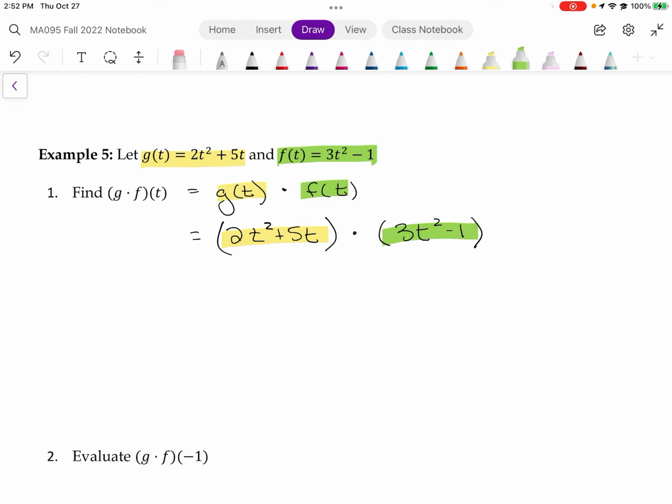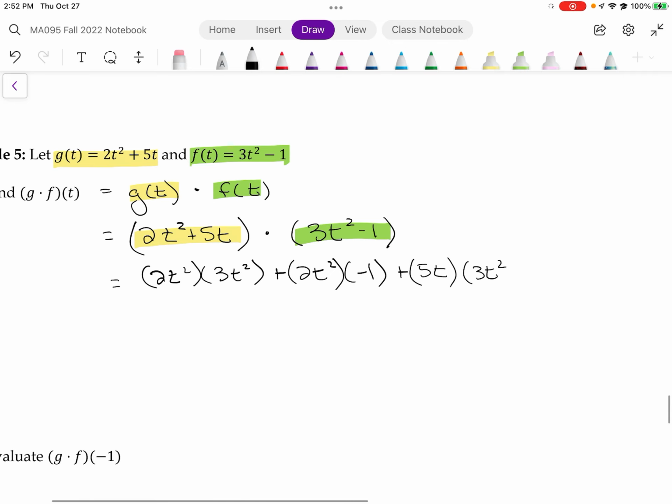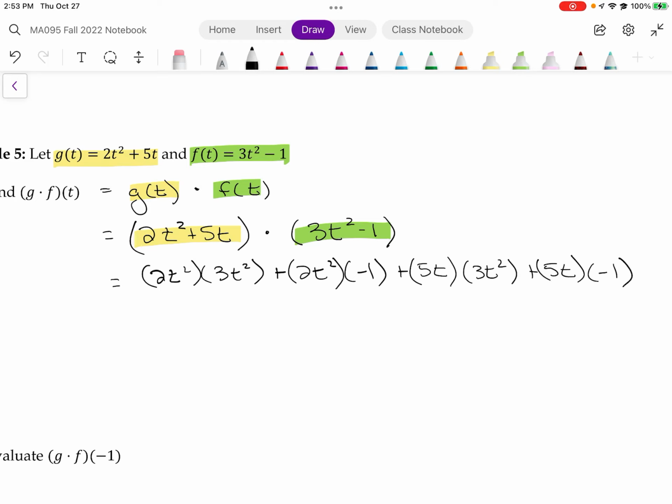Following that through. All right, so now we're just going to FOIL it. So we're going to multiply the first two, 2t squared times 3t squared. And then I'm going to take the 2t squared times negative 1. And then I'm just distributing 5t times 3t squared. And then plus 5t times negative 1. All right, so you might want to pause the video at this point if you haven't already and try to work this out.